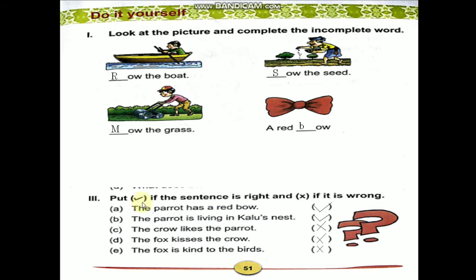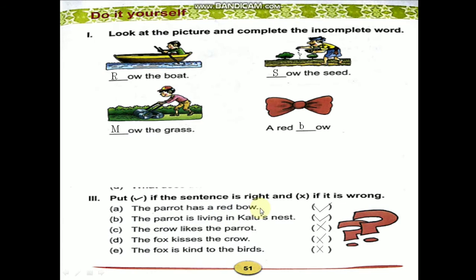Put right if the sentence is right and wrong if it is wrong. Okay, children, you listen to the lesson now, children. You read the lesson, you read the sentence, and if the sentence is right, you have to put right. If the sentence is wrong, you have to put wrong. Okay, children. First one. The parrot has a red bow.